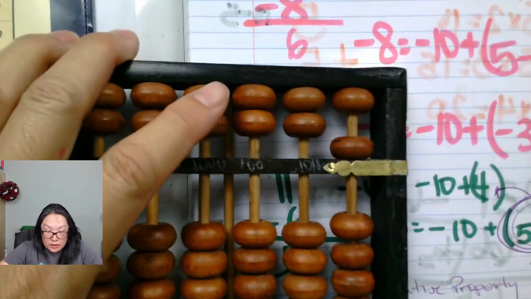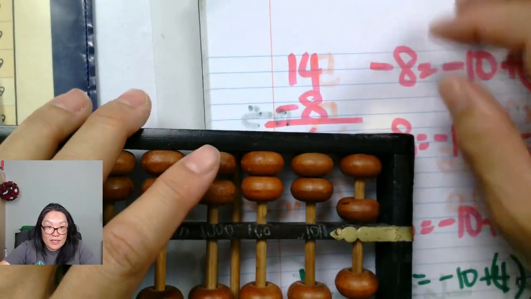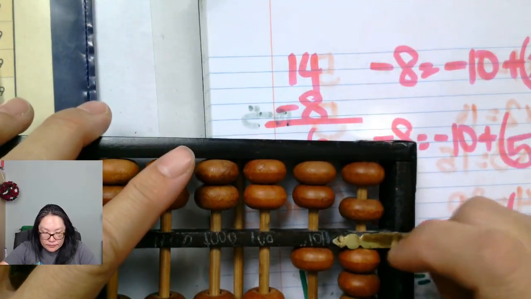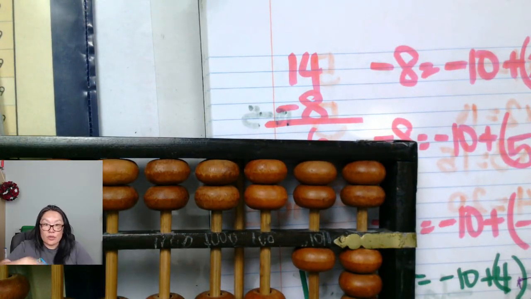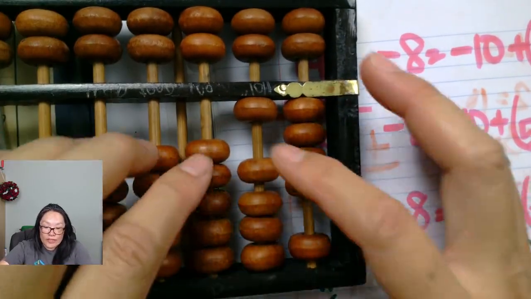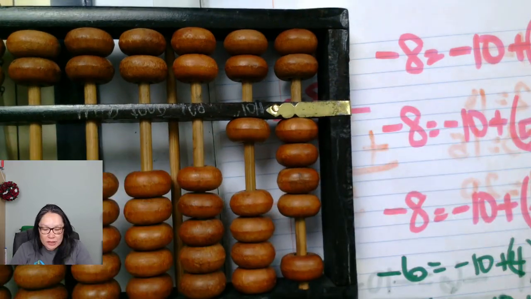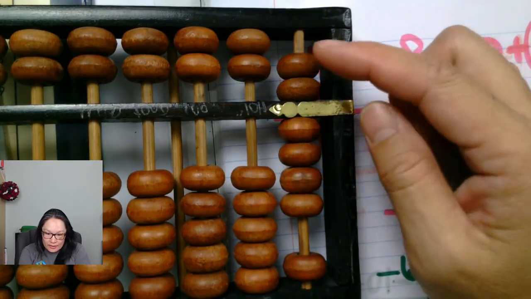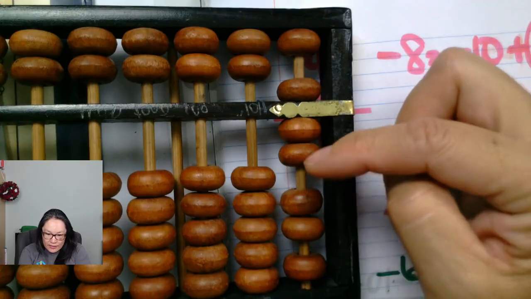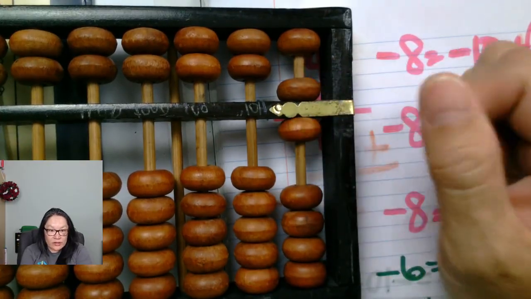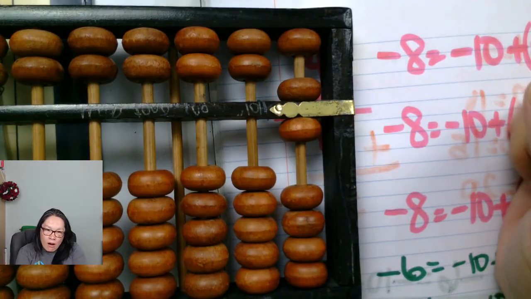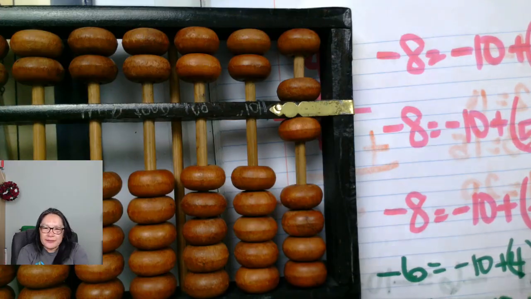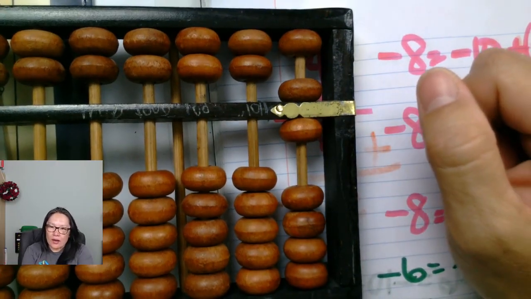What about this one? 14. Let's see, 14. 14. Take away 8. It'd be the same thing. I take this 10, take away 8. 5, 6, 7, 8. So my final answer is 6. I guess you don't need to do formulas.